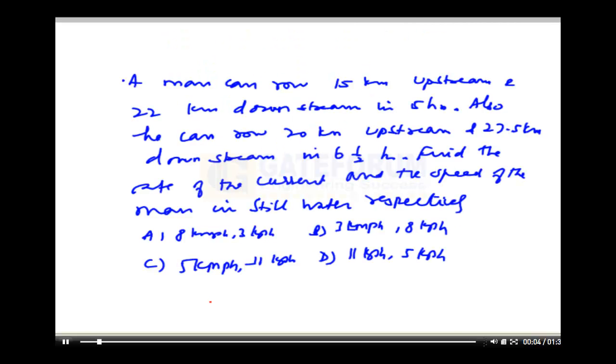A man can row 15 kilometers upstream and 22 kilometers downstream in 5 hours. Also, he can row 20 kilometers upstream and 27.5 kilometers downstream in 6.5 hours. Find the rate of the current and the speed of the man in still water.